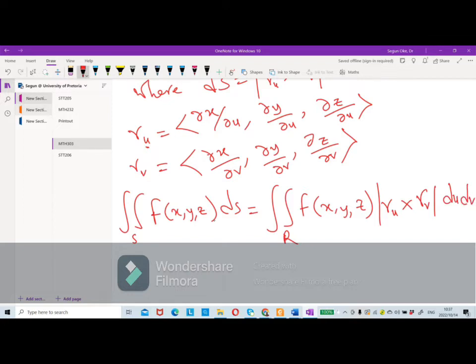And we know our R of u comma v, the vector R(u, v), is the same thing as x(u, v), comma, y(u, v), and z(u, v). So we cannot go ahead and solve the problem.